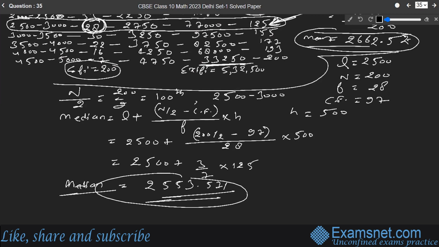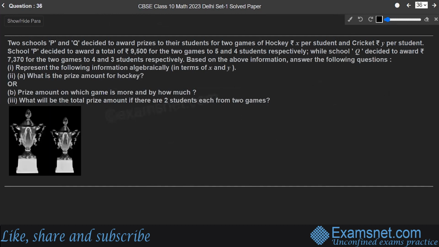Now, these are the answers. Now, question 36. What is there in 36? Two schools P and Q decided to award prizes to students for two games. For hockey, the prize per student is rupees X. For cricket, the prize for each student is rupees Y. School P decided to give a total of 9,500 rupees to 5 and 4 students respectively, that is 5 for hockey and 4 for cricket. School Q decided to award rupees 7,370, to 4 hockey players and 3 cricket players.